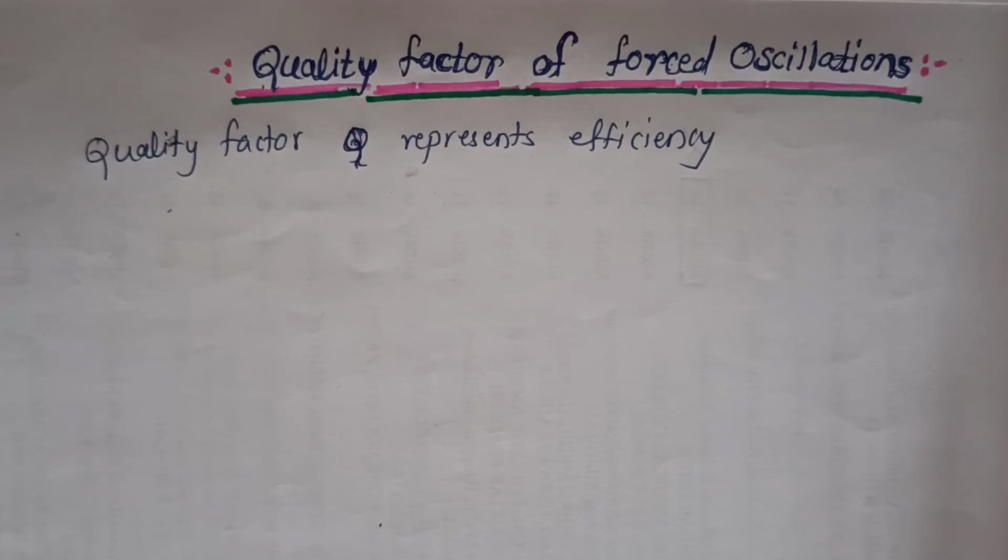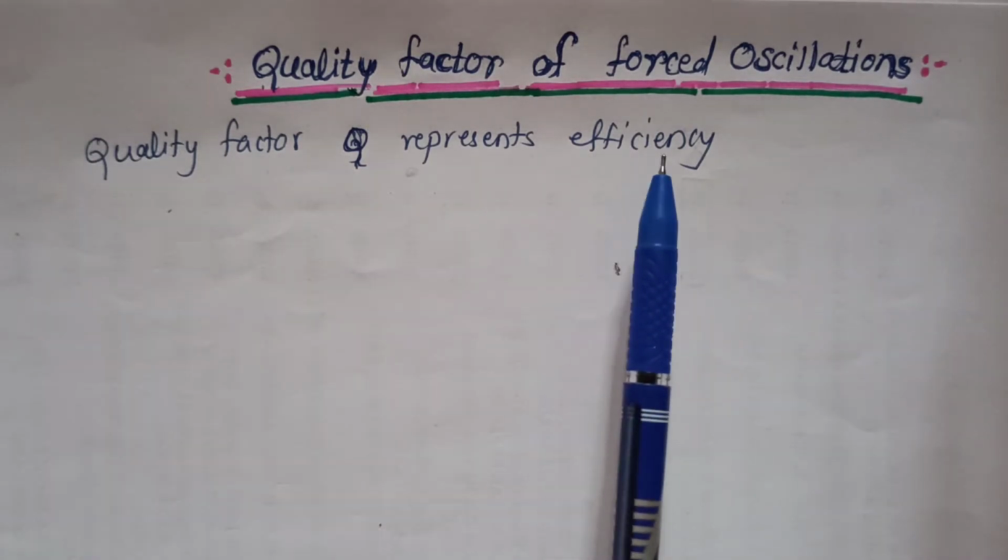Hi students, today we will study quality factor of forced oscillations. Quality factor Q represents the efficiency of the oscillator.